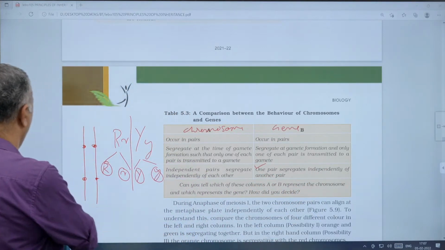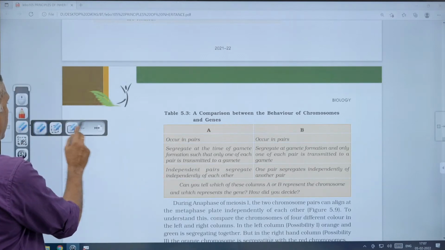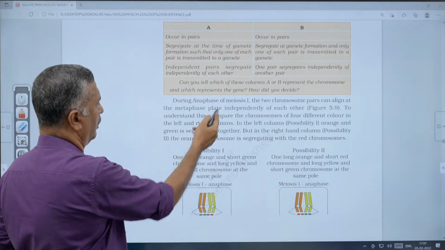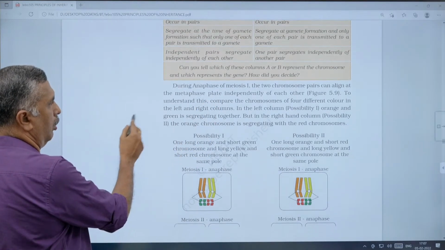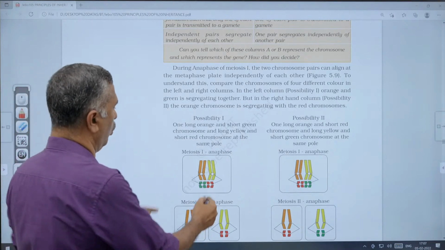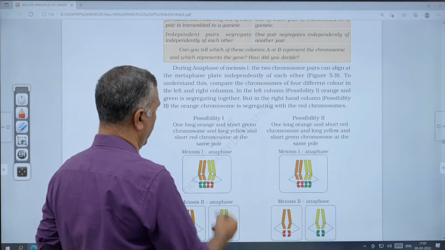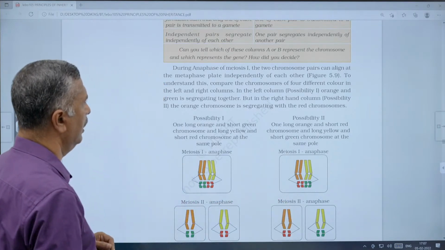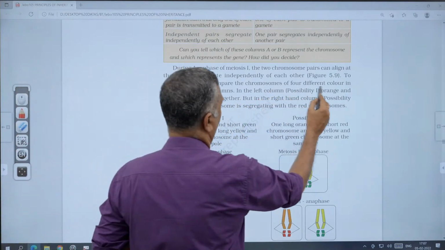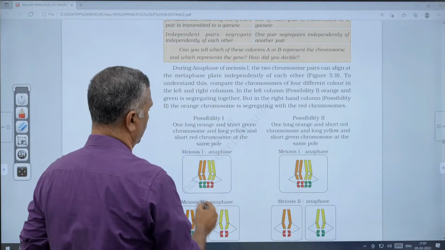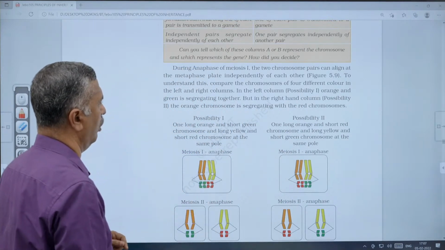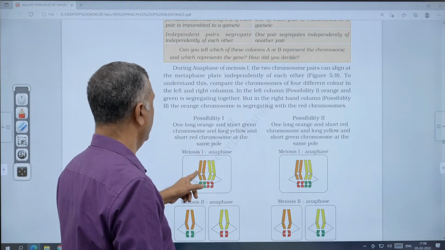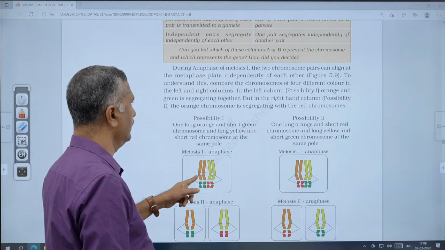Then next, during the anaphase stage, the diagram is given below. During anaphase 1 of meiosis 1, the two chromosome pairs are aligned at the metaphase plate independently of each other. To understand, compare the chromosomes of 4 different colors in the left and right columns. In the left column, possibility 1: orange and green segregate together.